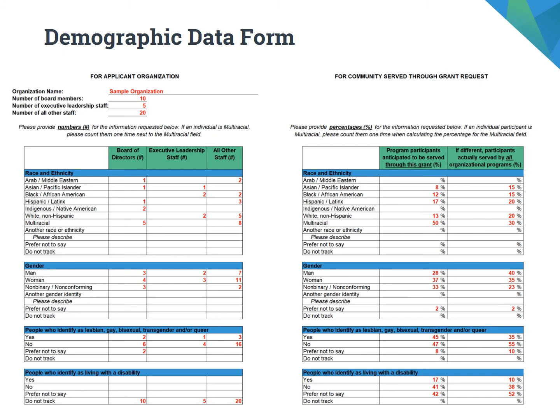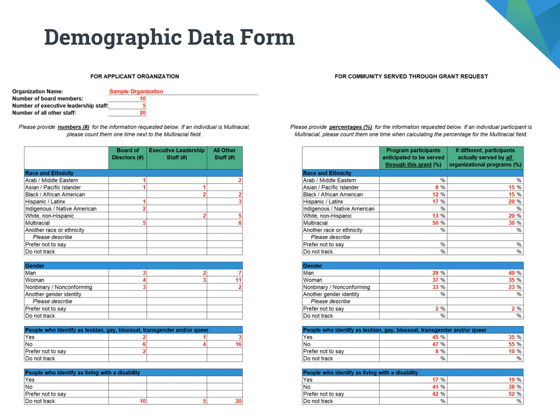On the left side, the form asks for information regarding your organization. This information will be provided in a number format for your board members, executive staff, and all other staff. On the right side, you'll provide estimated information for those you intend to serve through the term of your requested grant. You'll also give information for who your organization actually serves overall, if different. This information should be provided as percentages. Again, we know that you may not track all of this data, and if you do, you may not have complete data. That's okay, just provide what you can.